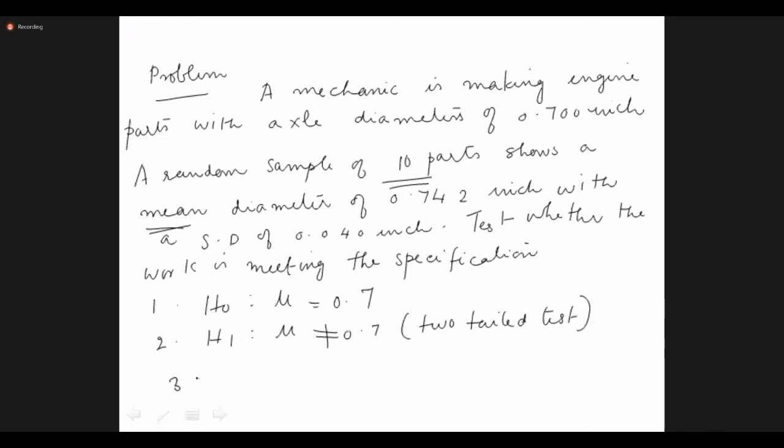Next we will write the level of significance alpha. Alpha is equal to 0.05, as they have not mentioned it. Since I am writing, you are also writing along with me. Now I will be going for the fourth point, the test statistic.